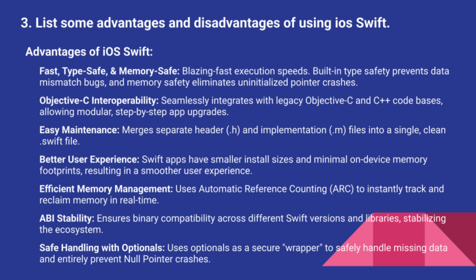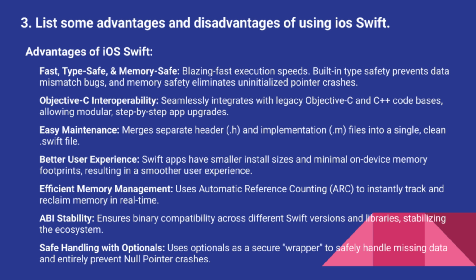Next, mention interoperability. If a company has a massive legacy app written in Objective-C, they don't need a full rewrite. Swift integrates beautifully with Objective-C and C++ files right inside the core project. Swift also makes apps easier to maintain. Unlike Objective-C, which splits code into separate header and implementation files, Swift unifies everything into a single .swift file. For users, this efficiency translates into smaller app sizes and lower memory usage.